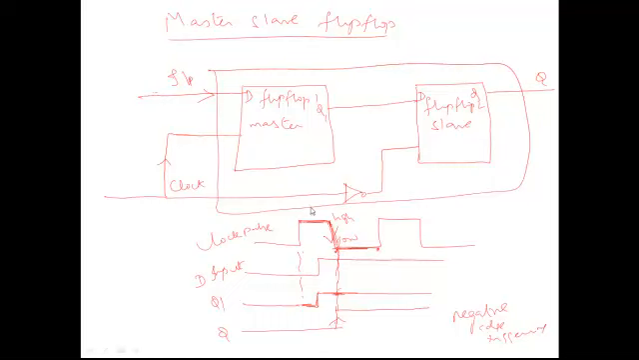If you want a positive edge triggering flip-flop, what can you do? You can trigger the master with the negative clock pulse and the slave with the positive clock pulse. Then you have to waste one cycle, but you will get a positive edge triggering flip-flop. So this is the use of the master-slave flip-flop.